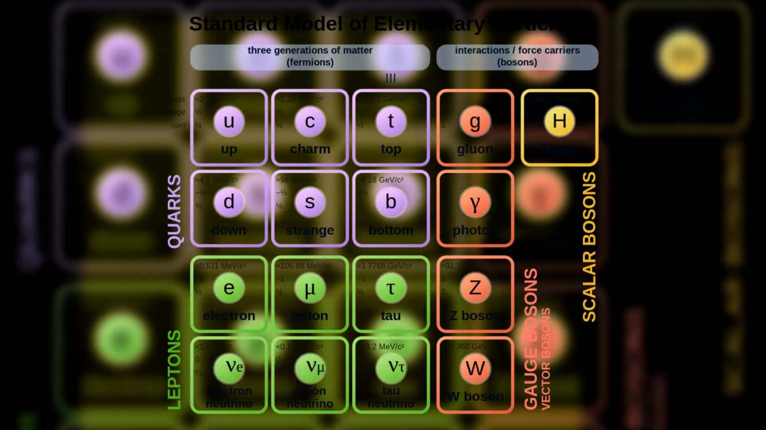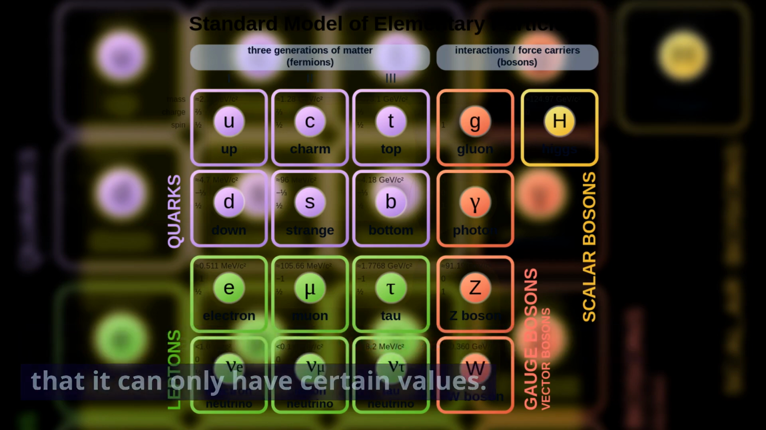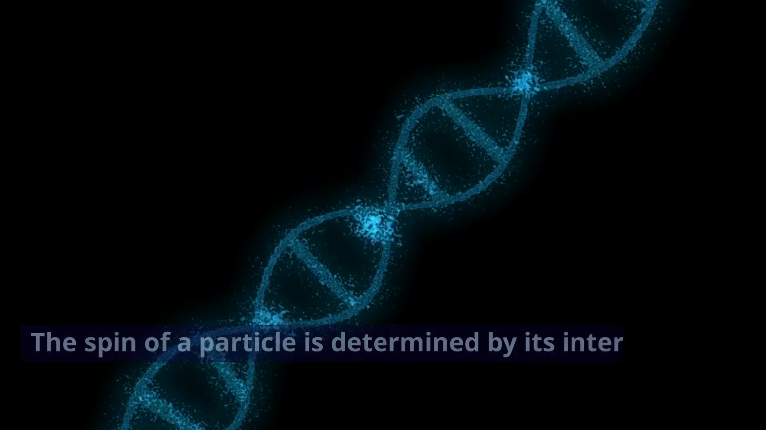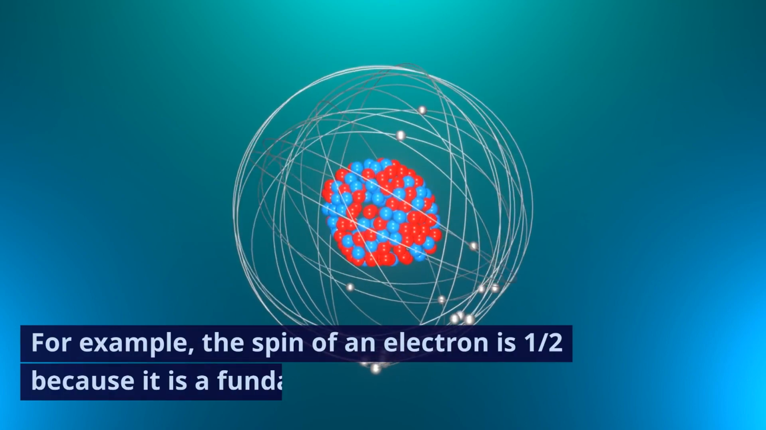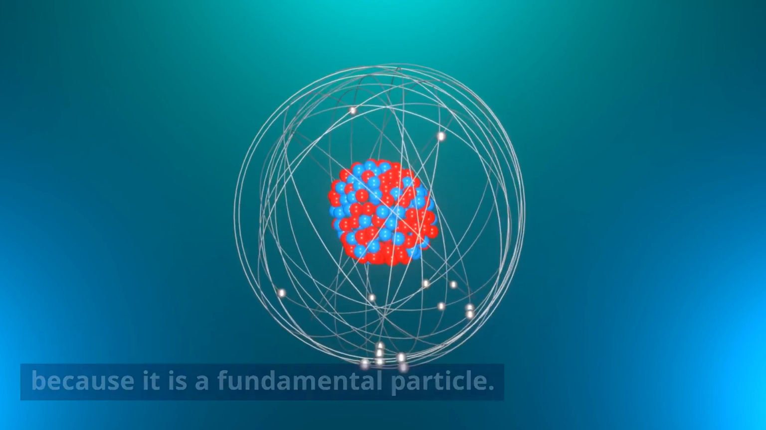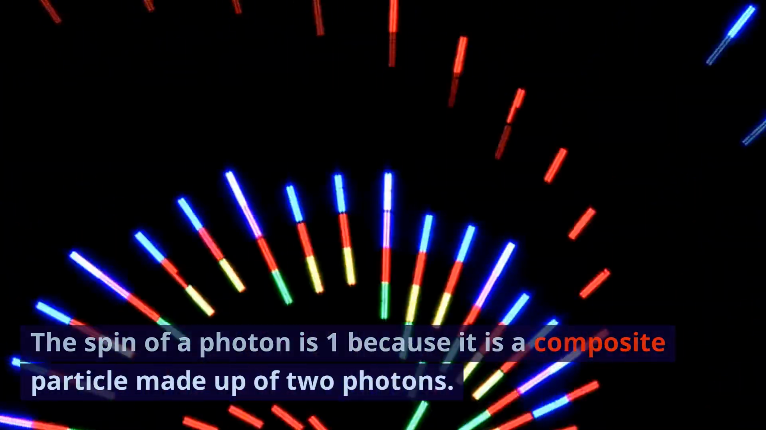Additional information. The spin of a particle is quantized, which means that it can only have certain values. The spin of a particle is determined by its internal structure. For example, the spin of an electron is 1/2 because it is a fundamental particle. The spin of a photon is 1 because it is a composite particle made up of two photons.